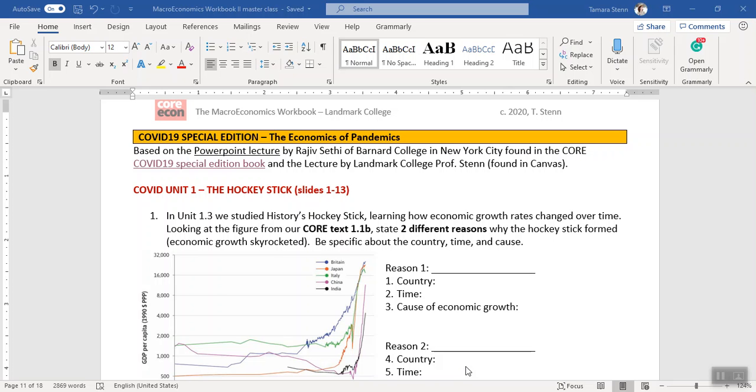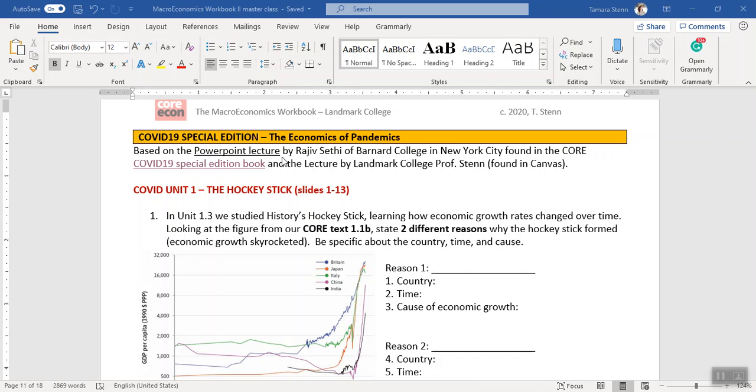Guys, we're going to be working on our next unit, COVID-19 Special Edition. I'm going to do this a little bit differently. I'll have it with a PowerPoint and we'll have it in smaller slide presentations so it's a little bit easier to follow. So this first segment is an introduction to what we'll be looking at.